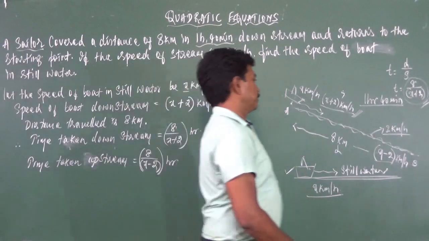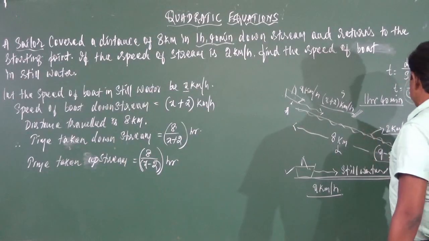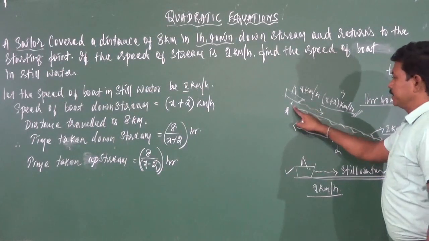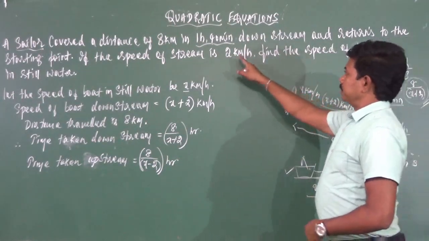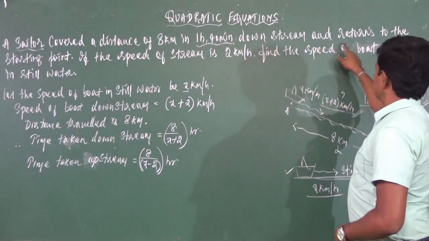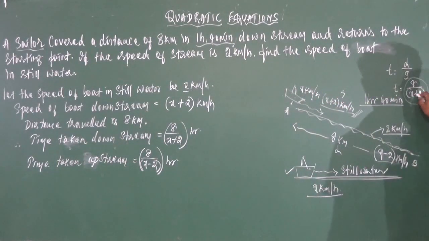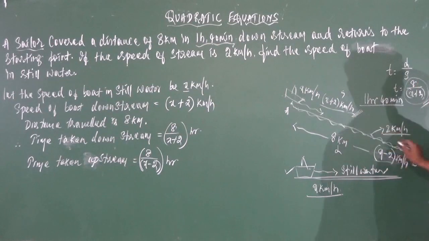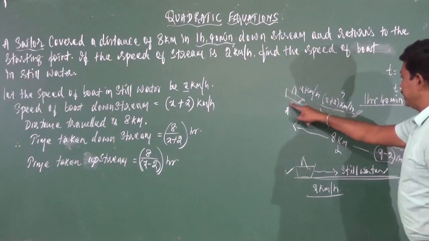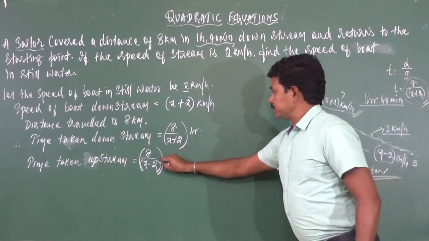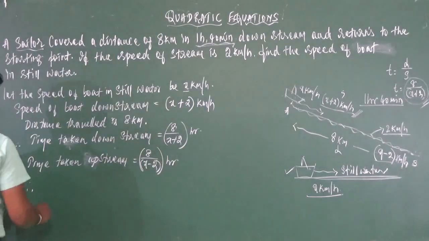So what is the time taken by the boat to come from A to B? It is 8 by x plus 2 hours. And what is the time taken for the boat to go from B to A? That is 8 by x minus 2 hours. Now, the sailor covered a distance of 8 kilometers in 1 hour 40 minutes downstream and returns to the starting point. So total time taken is 1 hour 40 minutes. So 8 by x plus 2 is the time taken by the boat to travel from A to B, and 8 by x minus 2 is the time taken from B to A. Therefore, when we add these two timings, you should get 1 hour 40 minutes.